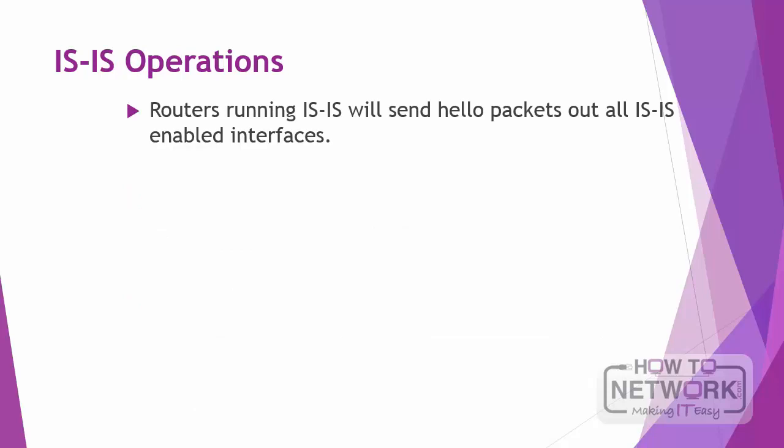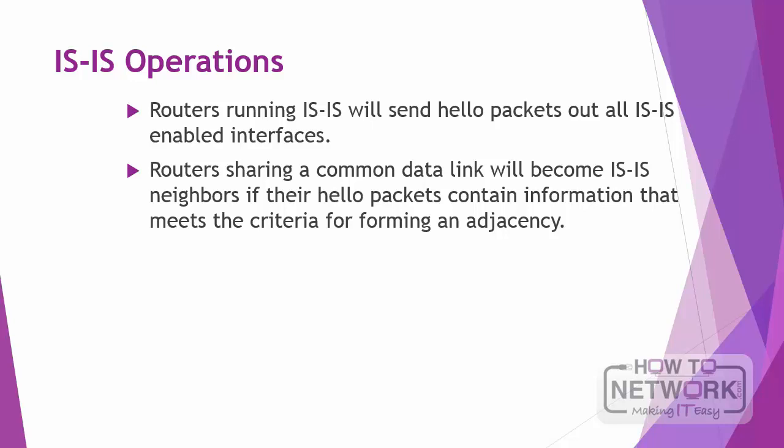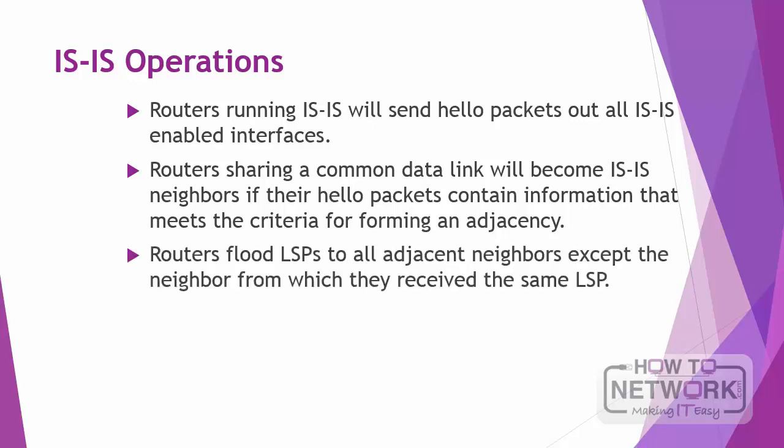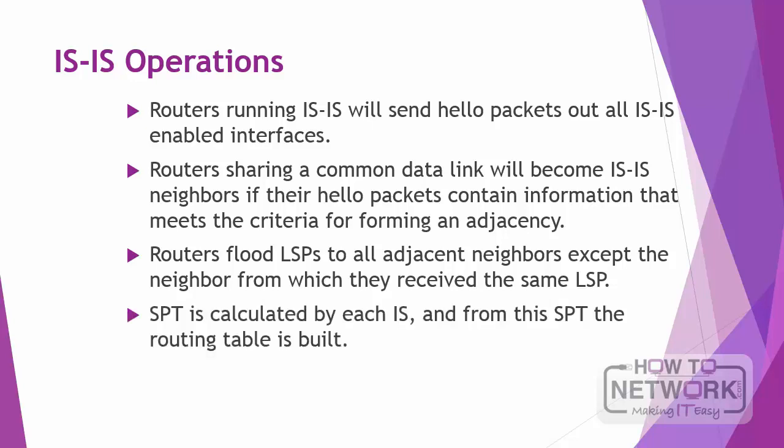Routers running ISIS will send hello packets out all ISIS-enabled interfaces to discover neighbors and establish adjacencies. Routers sharing a common data link will become neighbors if their hello packets contain information that meets the criteria for forming an adjacency. Routers may build a link state packet, LSP, based on their local interfaces that are configured for ISIS and prefixes learned from other adjacent routers. And a shortest path tree is calculated by each IS, and from this SPT, the routing table is built.